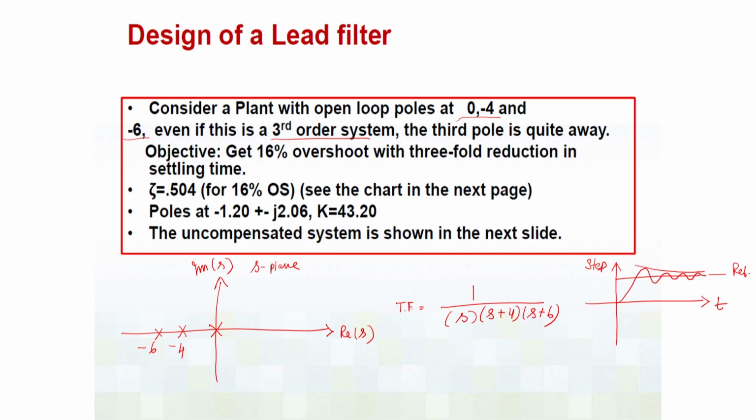Now, there is always an overshoot in the system, the percentage overshoot at this point. Let us say I want to reduce this overshoot. So, the objective is to get 16% overshoot. This is the overshoot of the system. I need to reduce the overshoot to 16% with a threefold reduction in the settling time.